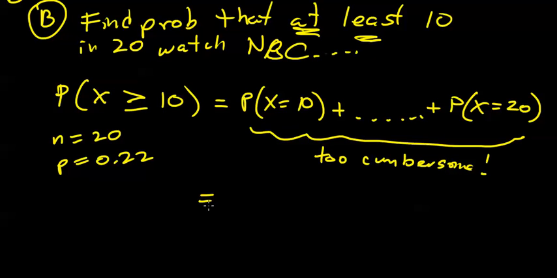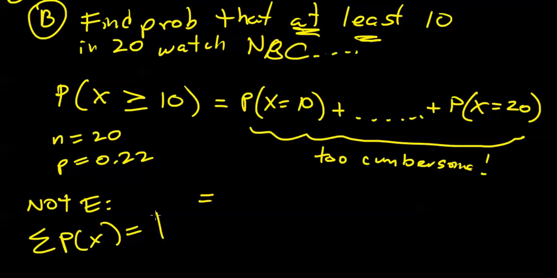But if I use a little finesse and my binomial CDF command, I think we can work it out quite a bit easier. Let me make a note here. Because we're dealing with probability distributions, the sum of all probabilities has to equal 1. So if I add up all the probabilities from x equals 0 all the way to x equals 20, I know I'm going to get 1.